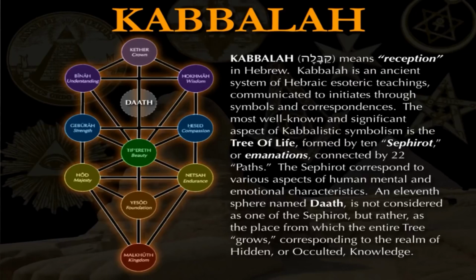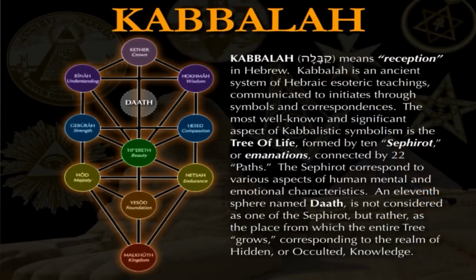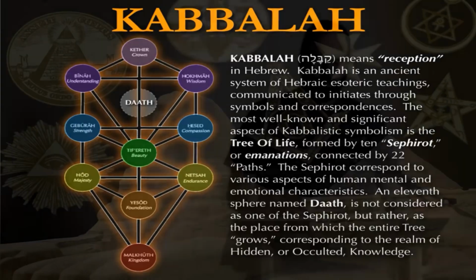An 11th sphere named Da'at is not considered as one of the sephirot, but rather as the place from which the entire tree of life grows. And Da'at corresponds to the realm of hidden or occulted knowledge. As we'll see when I break down the tarot tradition in the last segment of the presentation, Da'at actually corresponds to the first of the 3 trivium steps: knowledge, understanding, and wisdom. You could see in the image that Binah corresponds to understanding and Hokmah to wisdom. But these 3 spheres at the top of the tree of life ultimately lead to the crown, which is known as Keter in Kabbalah, and that is the highest expression of consciousness.